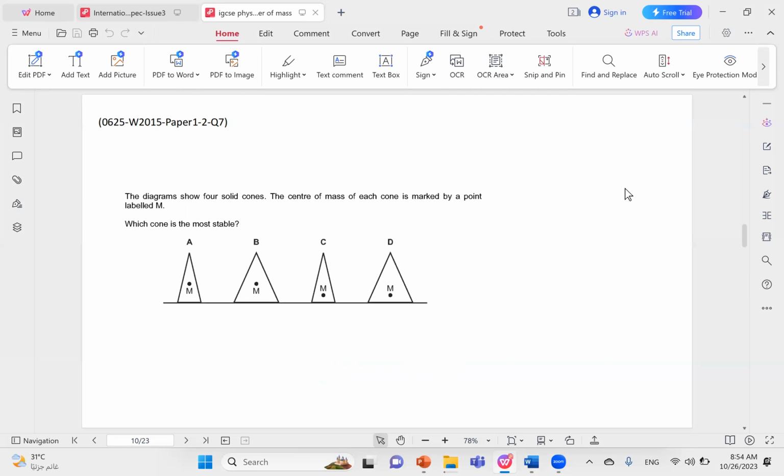So compared to A and B, we can automatically see that C and D have lower centers of mass. The M is at a lower point, so we can just disregard A and B. And then we can compare C and D. And of course, D is the most stable.